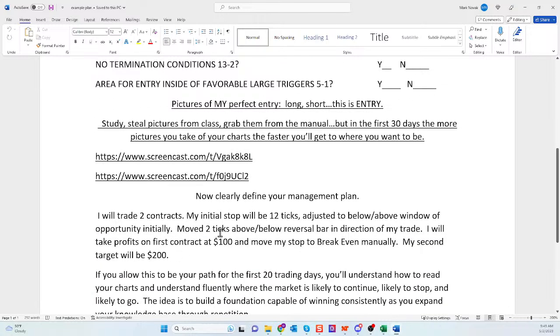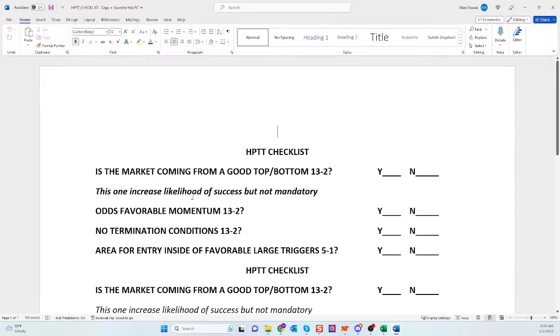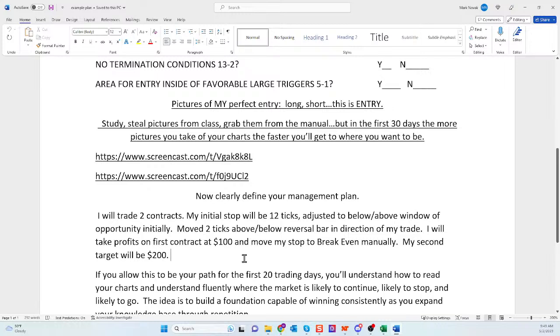Now you're going to define your management plan. So just like a very mechanical approach to an entry, rules are either met or they're not met. 100% pragmatic. These are the looks. These are the advantages. This is what gets me in. You're going to do the same thing with your management. You're going to keep it pragmatic, opinionless, emotionless. And this tends to be the most straightforward approach for new users.